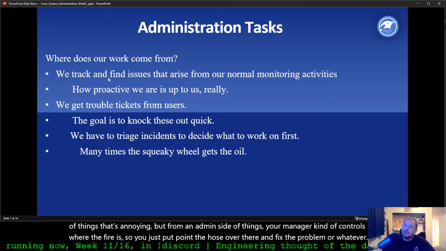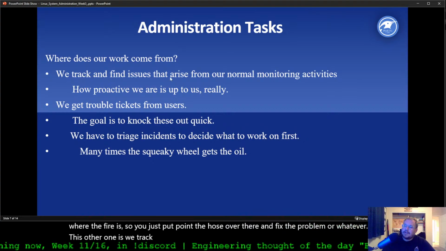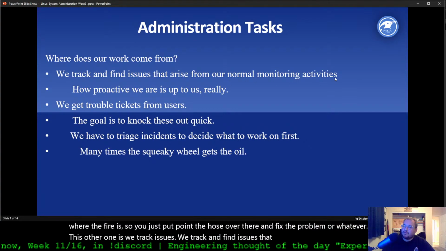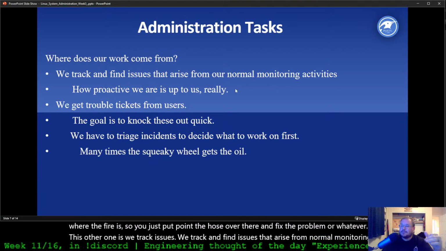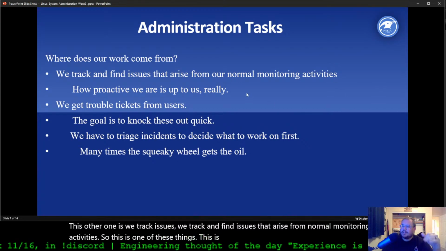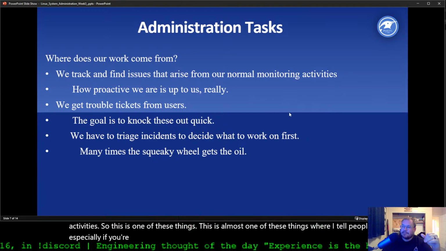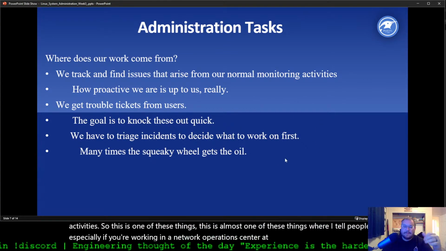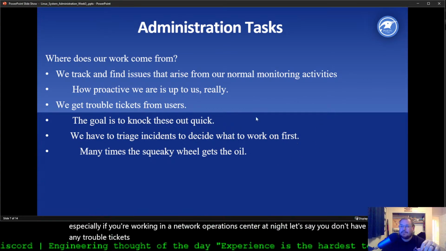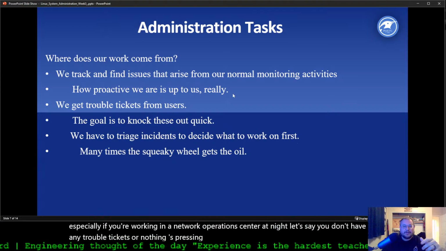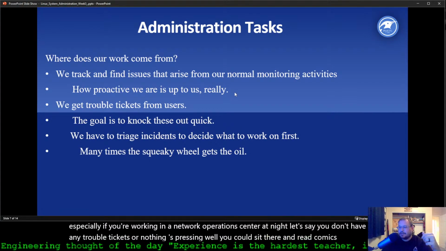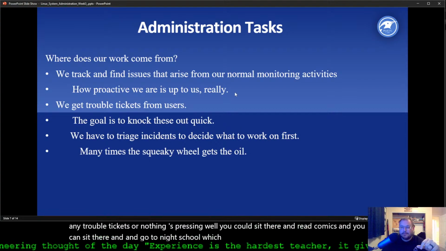This other one is we track issues. We track and find issues that arise from normal monitoring activities. This is almost one of these things where I tell people, especially if you're working in a network operations center at night, let's say you don't have any trouble tickets or nothing's pressing. Well, you could sit there and read comics, and you can sit there and go to night school, which I think would actually be valuable for some people.